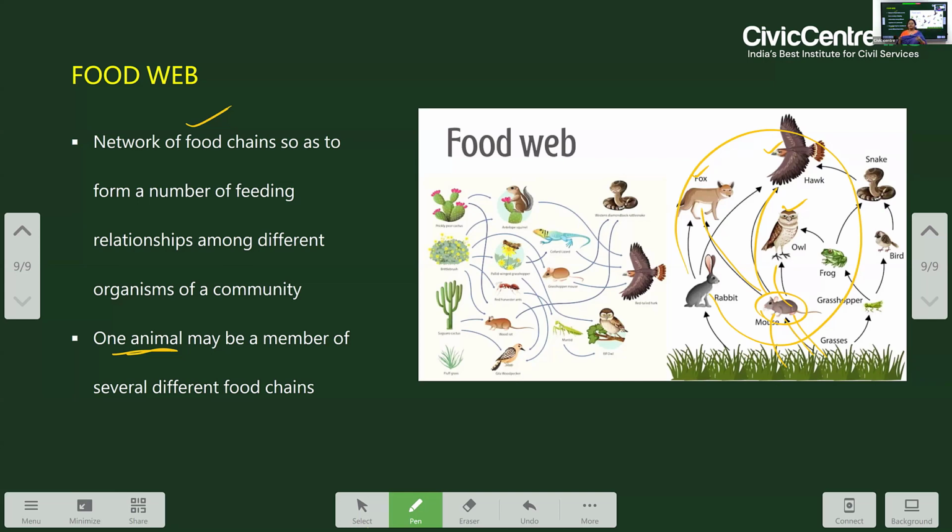Now today in this class, we have cleared concepts on food chain, food web, energy flow, and the 10% Lindeman's rule.